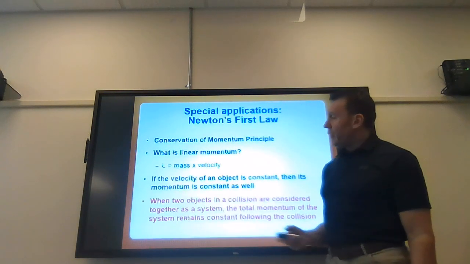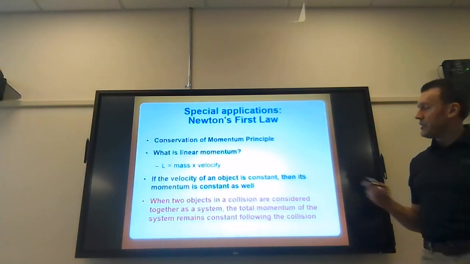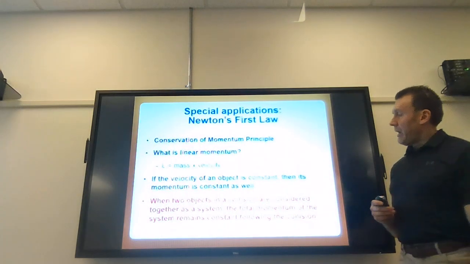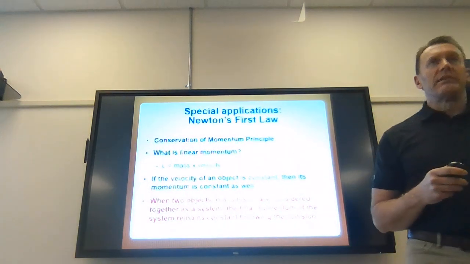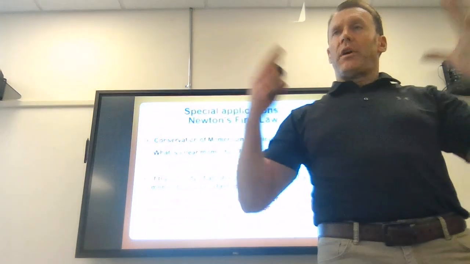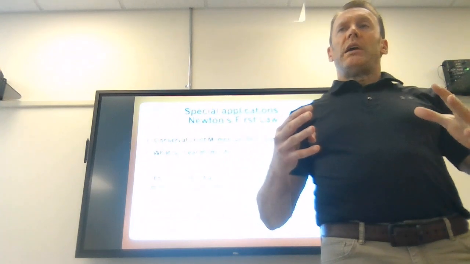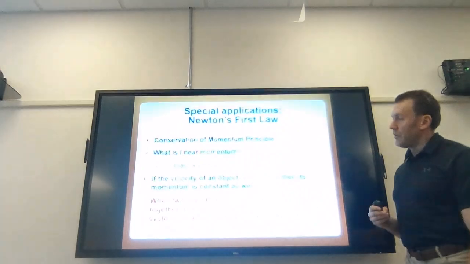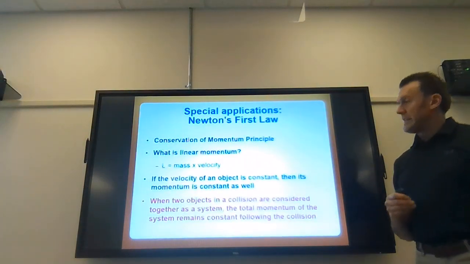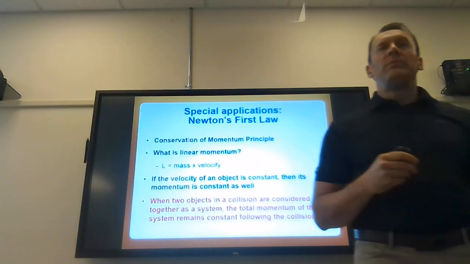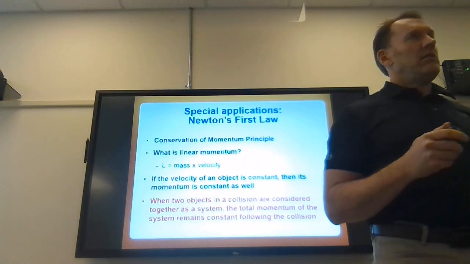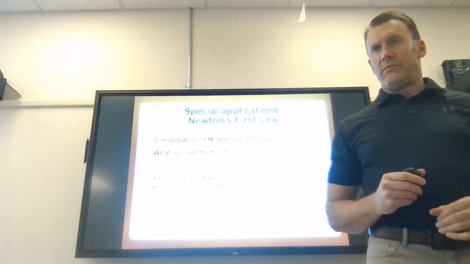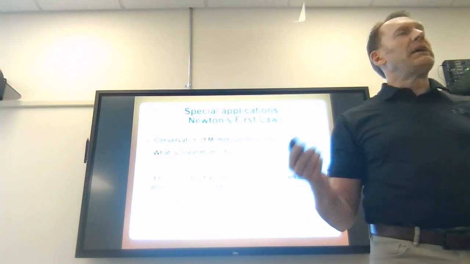So we can consider two objects in a collision together in a system. That simplifies the analysis if we consider both objects together as part of one system. We'll see what I mean in just a moment. So the total momentum of the system remains constant at the time point before and at the time point after the collision. So that makes things simple.